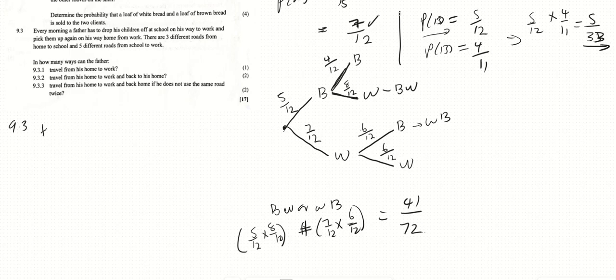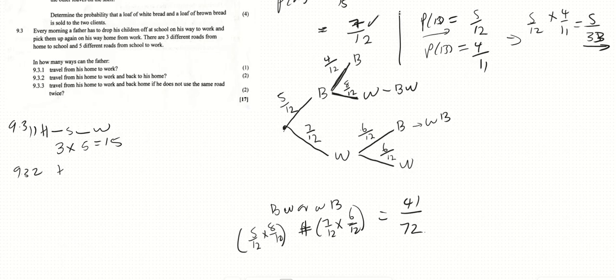Remember, he's traveling from home to school, so from home to school there are 3 roads, so you can choose out of 3 roads. Then after school, to work, he can choose out of 5. So this is 15. So 9.3 part 1 is traveling from home to work, then back to his home.